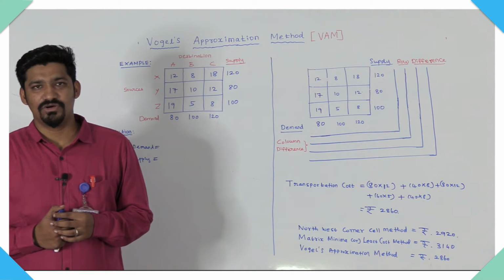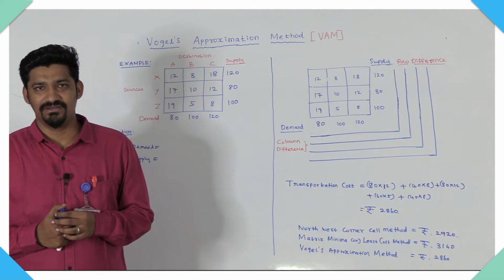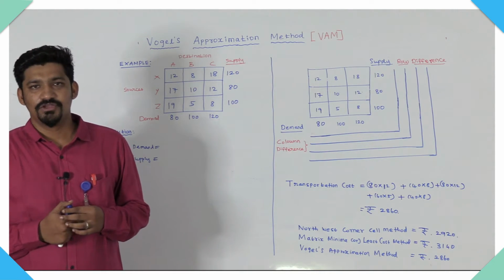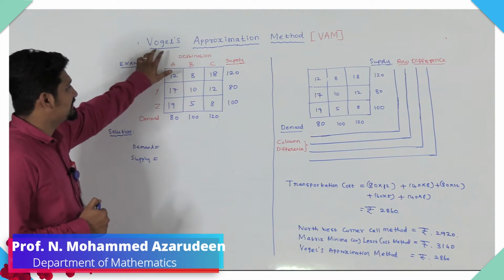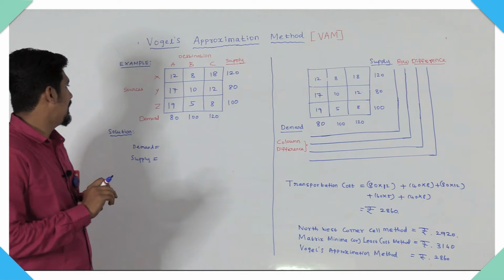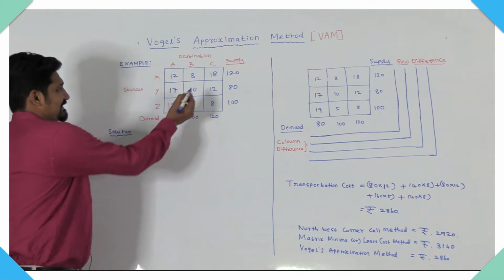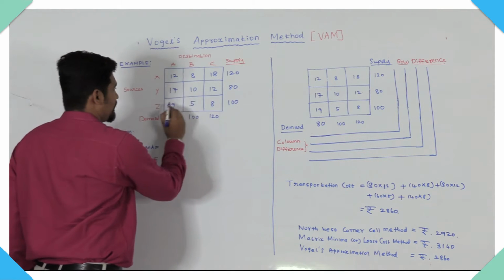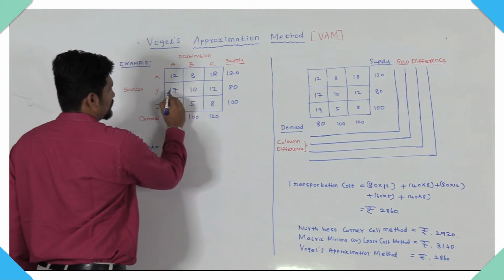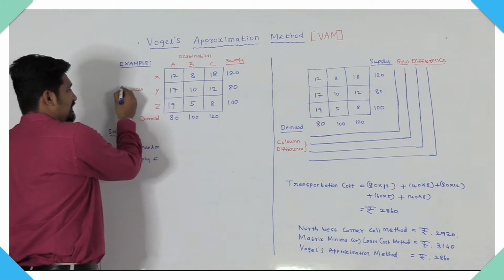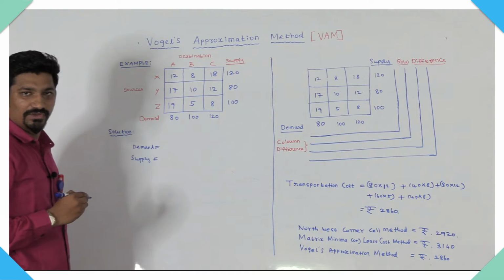In this module, I am going to explain how to solve the transportation problem using Vogel's Approximation Method. I am going to explain with this example. This is called the first row, second row and third row. These are the sources available.